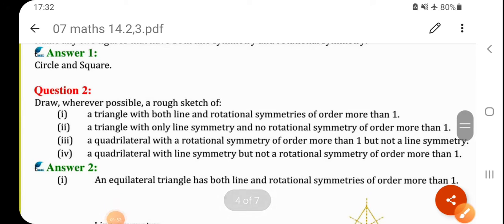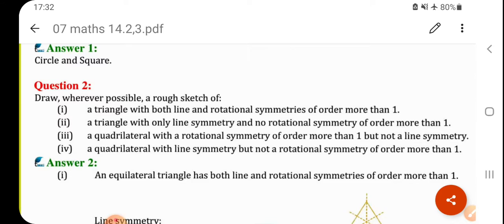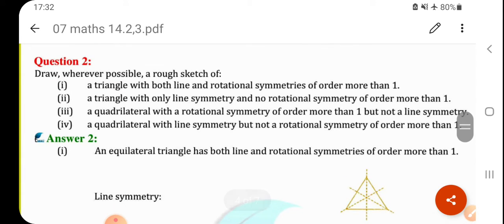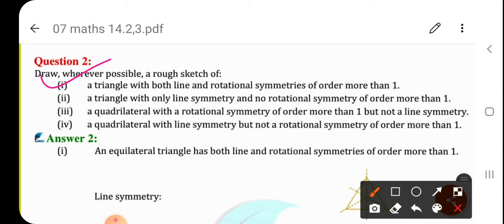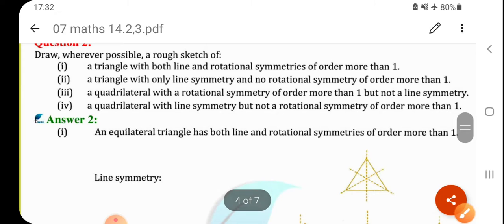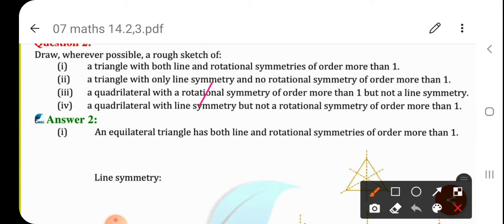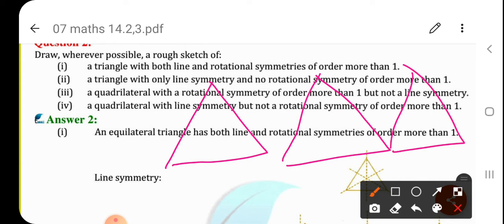Question number 2. Draw, wherever possible, a rough sketch of the figures described. Questions are given; with the help of each question, think and draw the figure. What is the first one? A triangle with both line and rotational symmetries of order more than 1. First of all, there are 3 types of triangles: isosceles, equilateral and scalene.